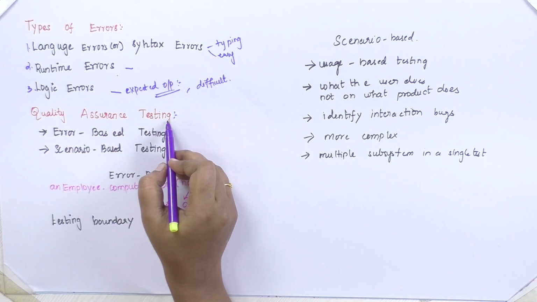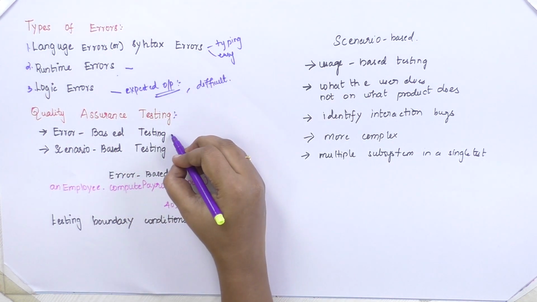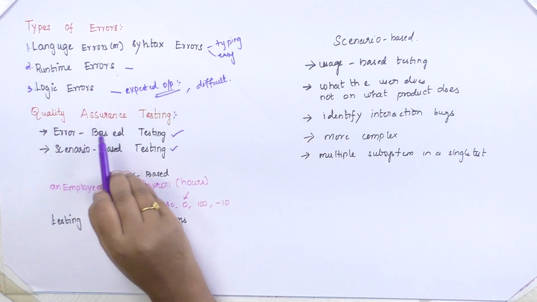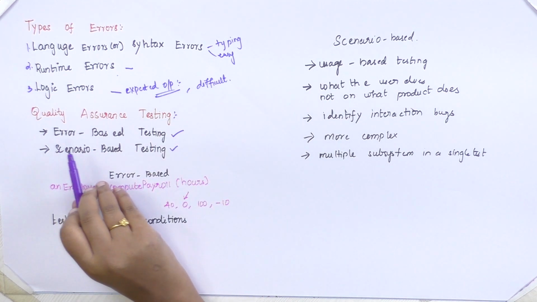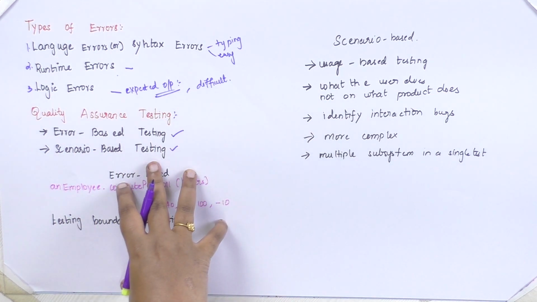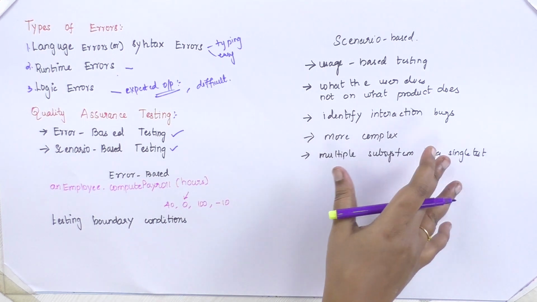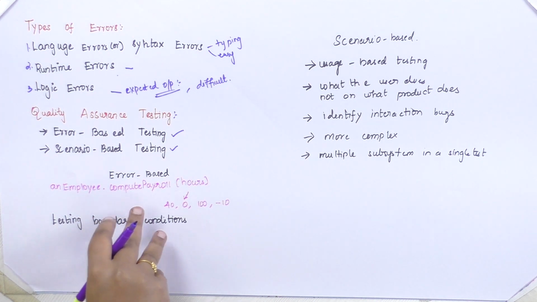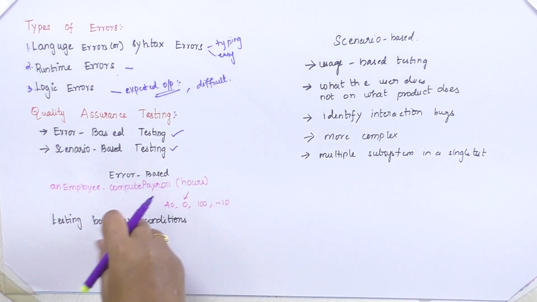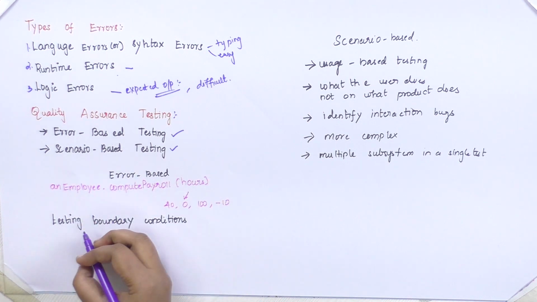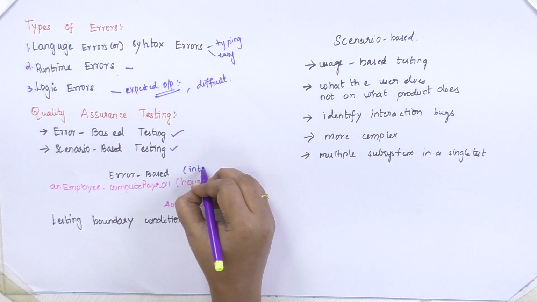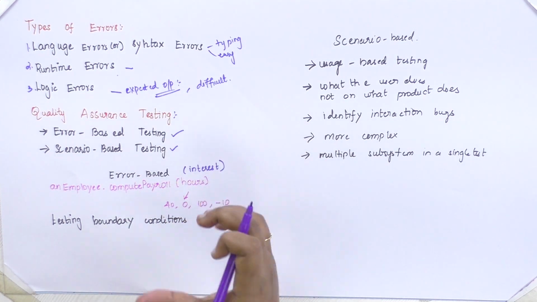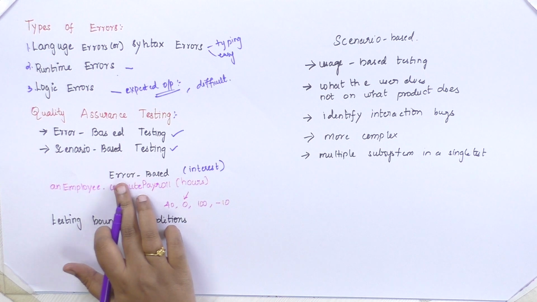Quality assurance testing can be done in two ways, error-based testing or scenario-based testing. Each has its own way of testing. Error-based testing is a testing where you search a class method for some particular class of interest. For particular values, you check whether that program is working correctly or not. This is called error-based testing.